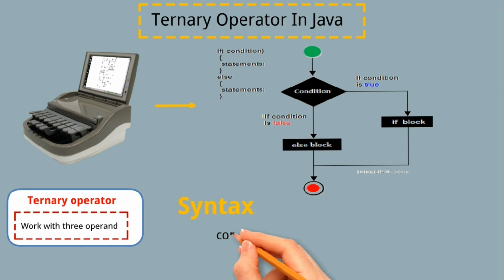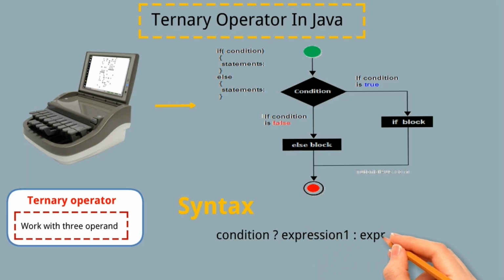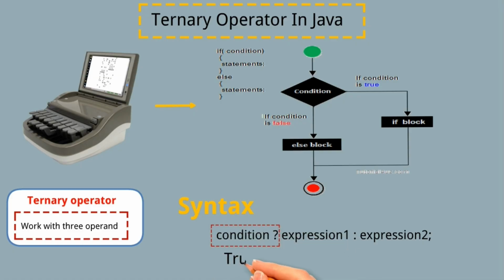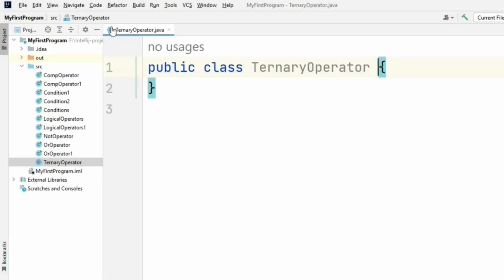It uses the syntax condition, question mark, expression 1, colon, expression 2, and closes with a semicolon. If the condition evaluates to true, the value of expression 1 is returned. Otherwise, expression 2 is returned. Let's consider an example. We use the ternary operator to determine the value of a variable based on an age condition.